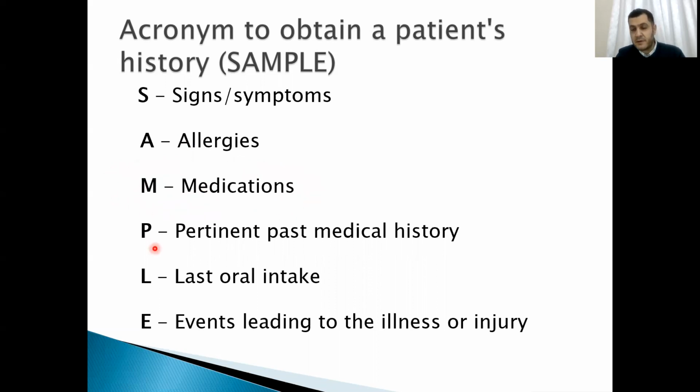Pertinent past medical history: whether the patient has diabetes mellitus, hypertension, or cardiac disease. Last oral intake is also very important, because the player might have had some kind of food poisoning. It's also important to know if there is food in the stomach, because he may vomit, and if he becomes unconscious, that could raise the risk of aspiration pneumonia.